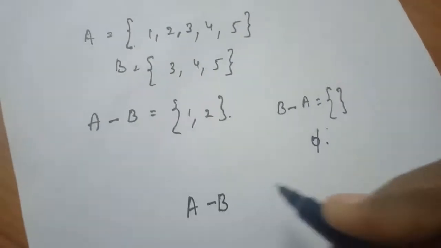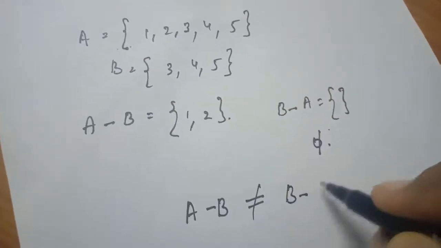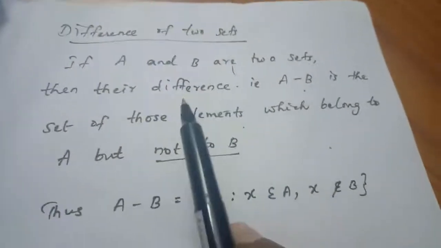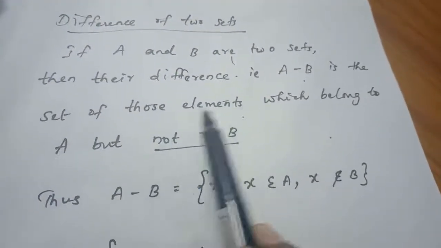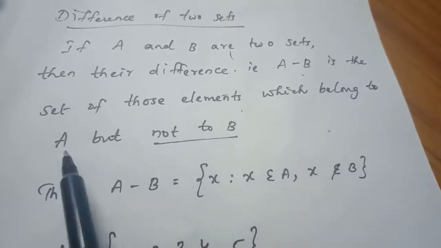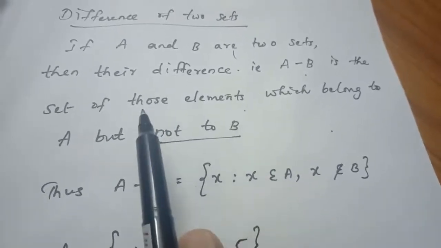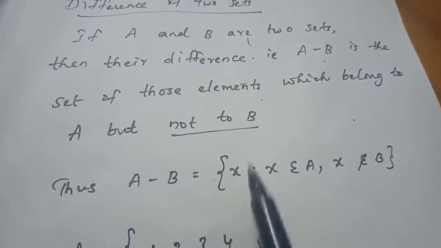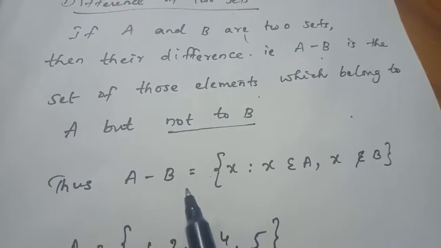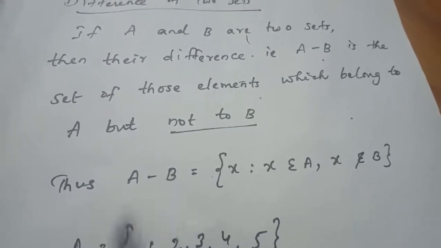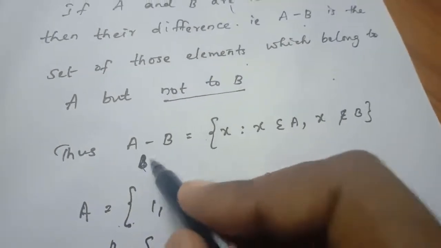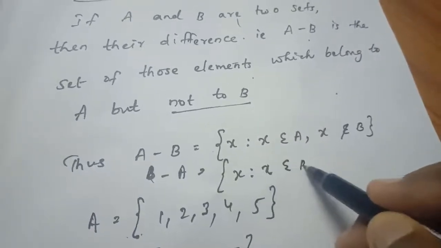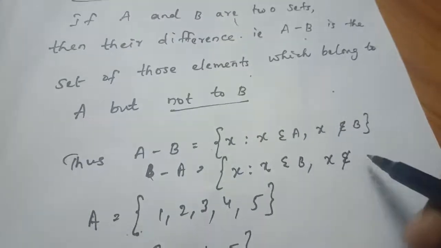Then one more thing. A − B and B − A are not equal. So A − B means the set of those elements which belong to A but not to B. All the elements of A which are not in B. That is the meaning of A − B. Then B − A means elements which are in B but not in A. So B − A can be written as B − A is equal to set of x such that x belongs to B and x does not belong to A.